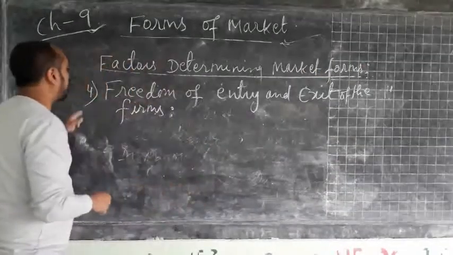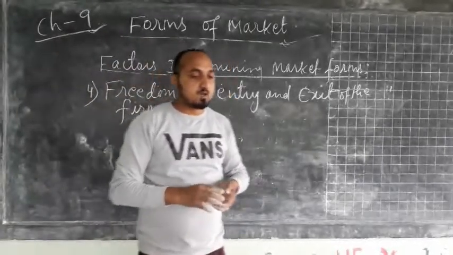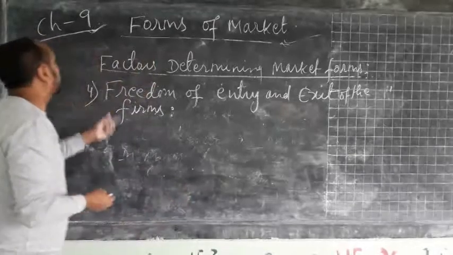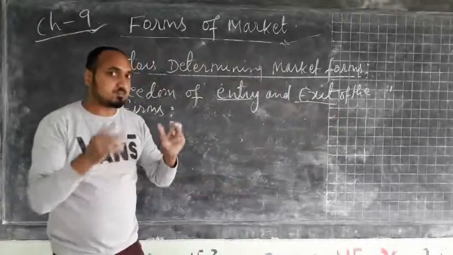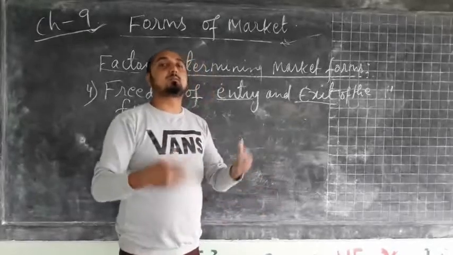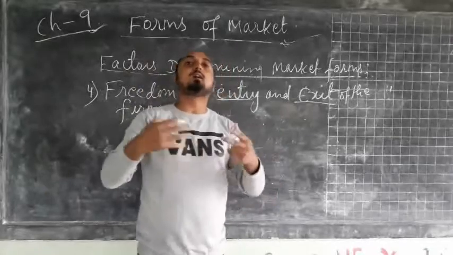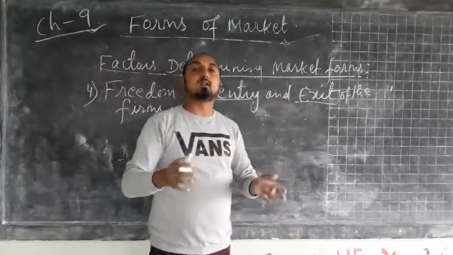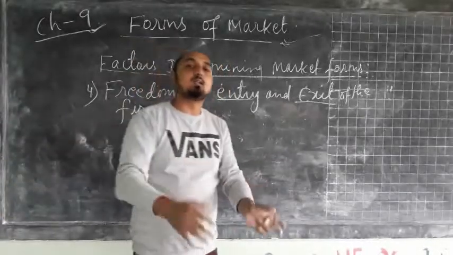So point number 4, we have freedom of entry and exit of the firm. Different markets are differentiated from each other in terms of freedom of entry and exit. Entry means when new firms are interested to produce, they enter and start business, and there is no restriction to go and start their business. Whereas in the case of exit, suppose any firm is incurring loss, so they can exit the market or they can leave that market.